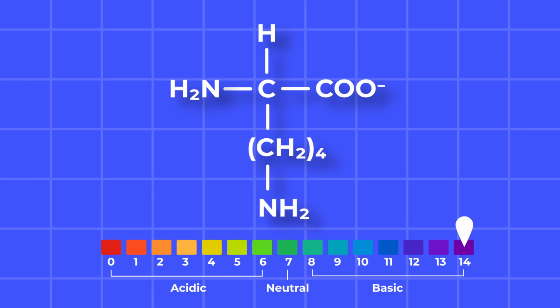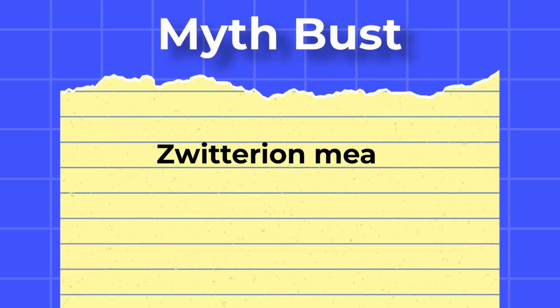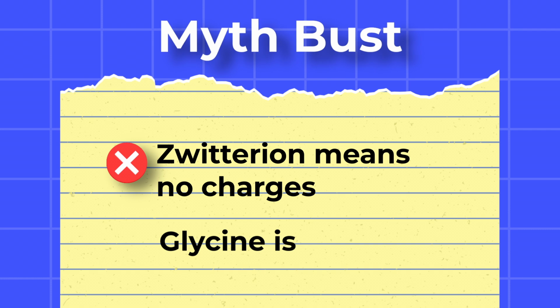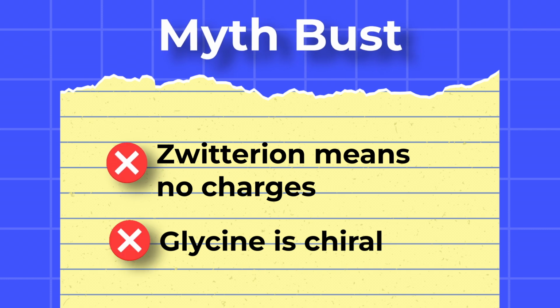Here are two quick fixes. First, zwitterion does not mean no charges. It means both positive and negative charges are present, and the net is 0. Second, glycine is the exception that is not chiral because its side chain is just hydrogen.